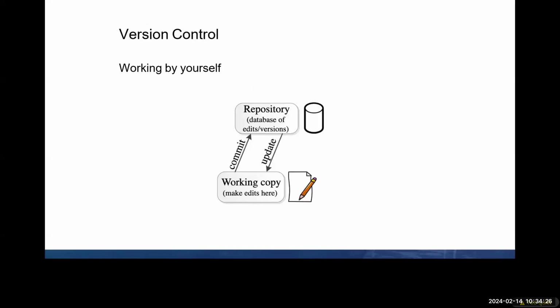So how does version control work when we are working by ourselves? We have the repository, for example, the database of edits and versions. And here we have our working copy. Here we are making the edits, we are making the changes, we are updating our files, our code, or whatever.